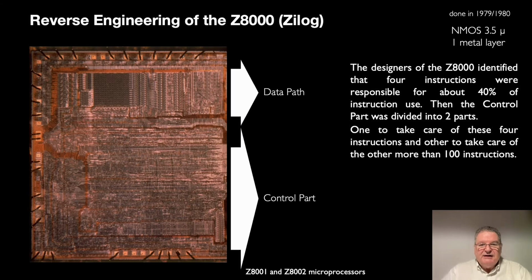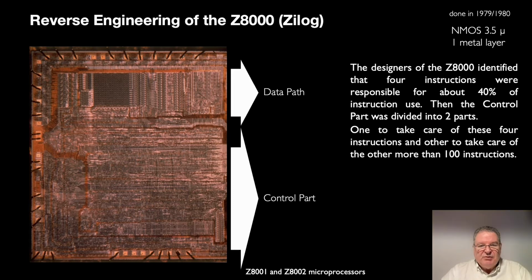In part of 79 to 80, I have done the reverse engineering of the Z8000. That was a Zilog 16-bit microprocessor. In reality, the same chip was sold as Z8001 and Z8002, but the chip was the same. There was just a metal connection between two pins to select one or another during the packaging of the chip.